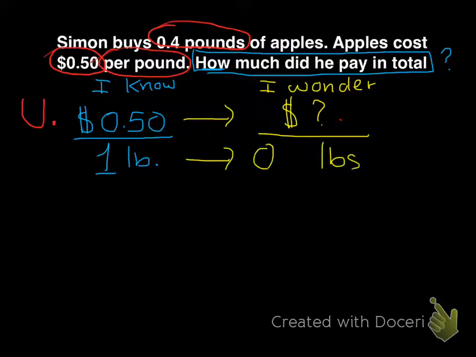And where's my other pounds? There they are. 4/10 pounds. So I wonder how much will he pay for 4/10 pounds? I think we found a proportion here. Now we just need a plan for how to solve it. Let's find a P here.